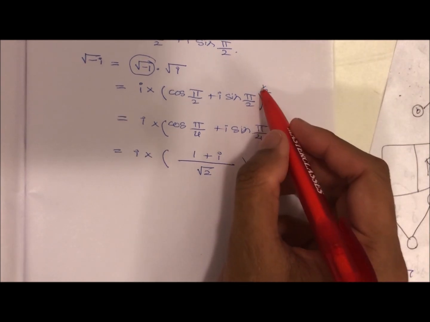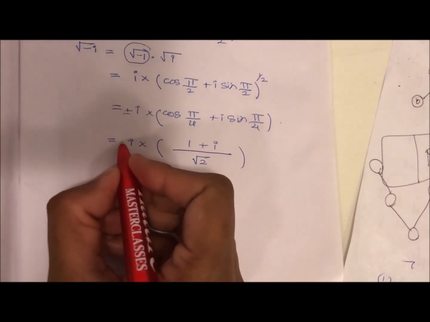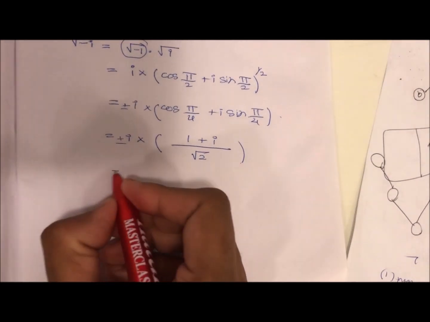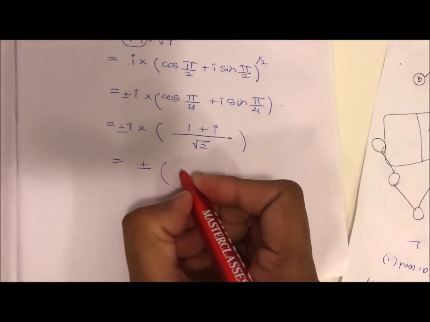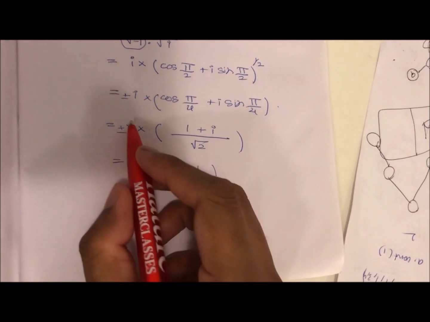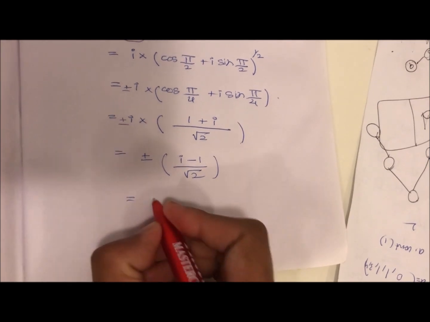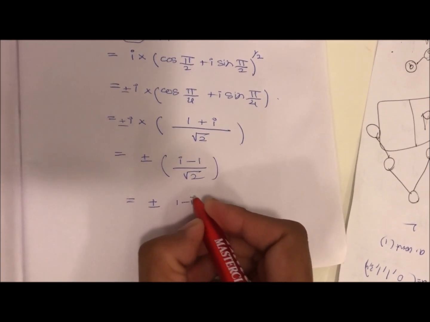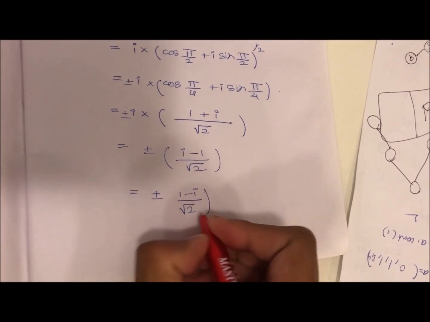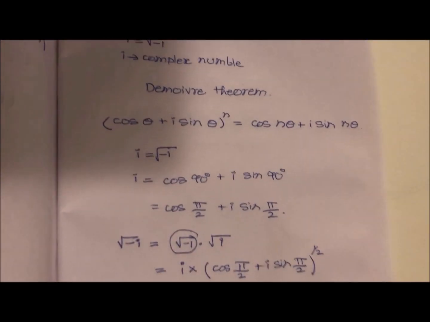And when we take the square root, we will get plus or minus. So this will be plus or minus of (i minus 1 by root 2). So i into i is i square, and i square is -1. So this can also be written as 1 minus i. So this was one of the options. So this is the proof.